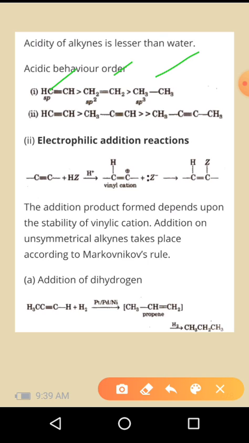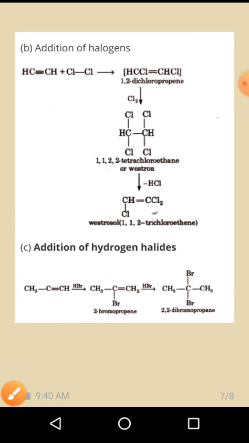Addition of dihydrogen: this alkyne molecule, upon adding dihydrogen in the presence of platinum, palladium or nickel as a catalyst, will give a propene molecule. Further, it will produce a propane molecule. This is the addition reaction of an alkyne, that is, addition of dihydrogen.